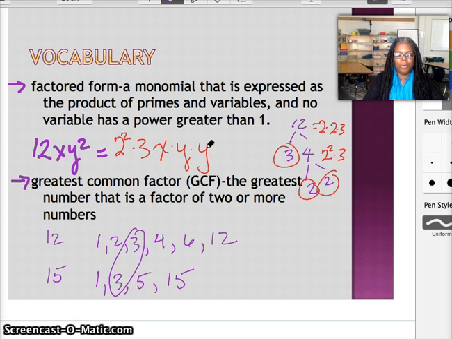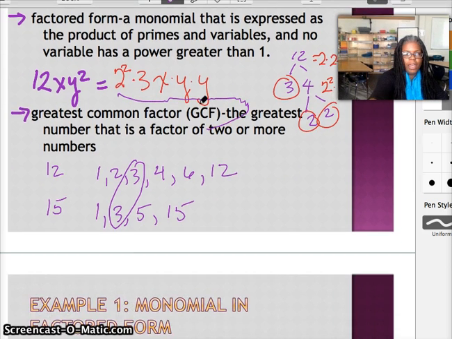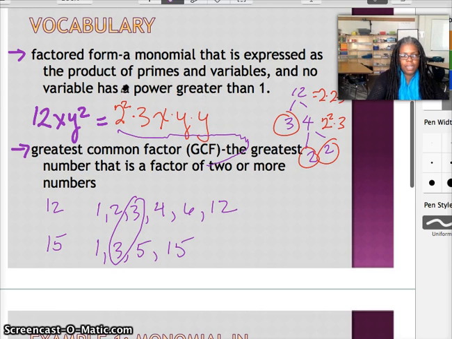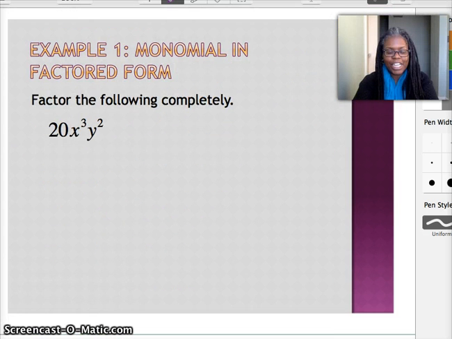When we find the greatest common factor of monomials, we're going to use the breakdown like we did up here, writing it in factored form to do so. So definitely stay tuned for that. Let's take a look at this next example. Example 1, we're working with a monomial in factored form. We're going to factor the following completely.